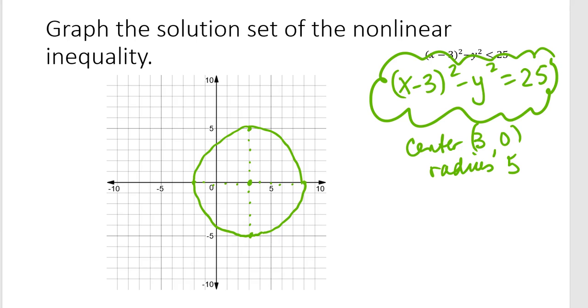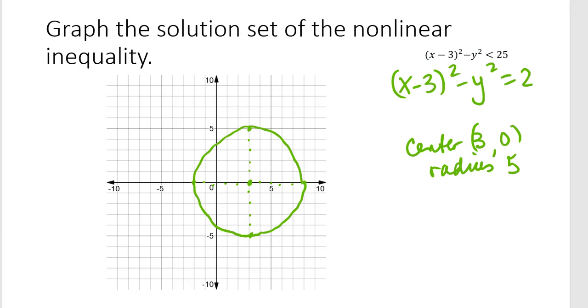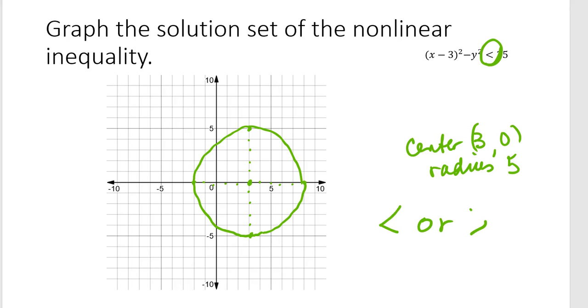Now, the next thing I want to do is I want to say, this really wasn't an equal sign. It was this symbol, okay, the less than. And we know that it's less than or greater than, we're going to have a dashed line. So let's go ahead and change our circle to a dashed line. We have to remember that if it were less than or equal or greater than or equal, it would be a solid line. So I do that first.